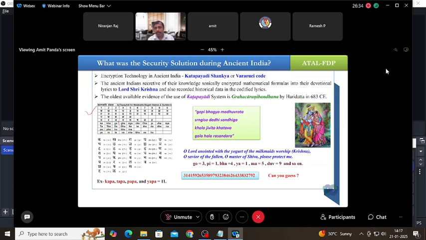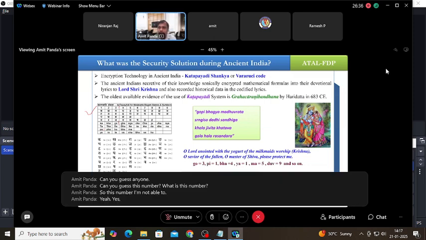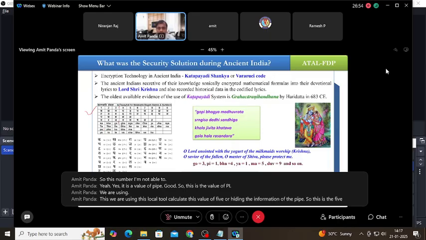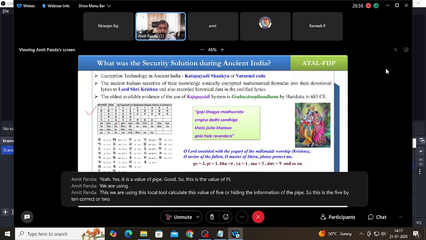Yes, it is the value of pi. Good. So this is the value of pi. Basically, we are using this sloka to calculate or hide the information of pi. This is pi by 10, correct to 31 decimal places.